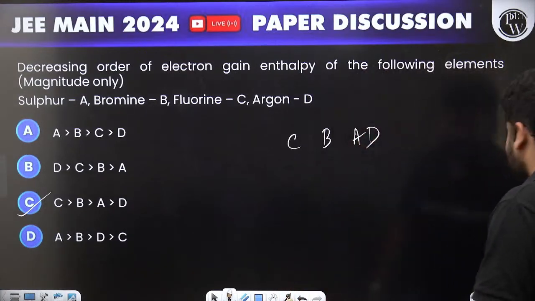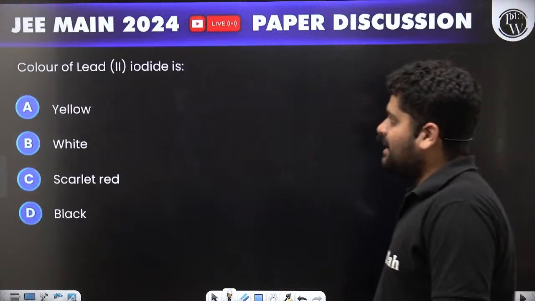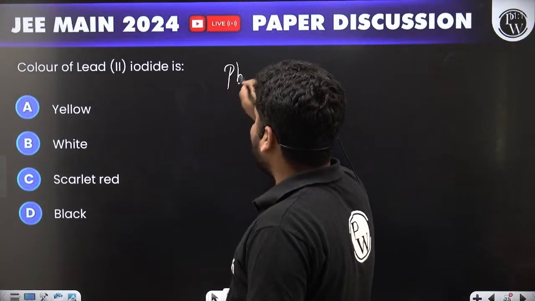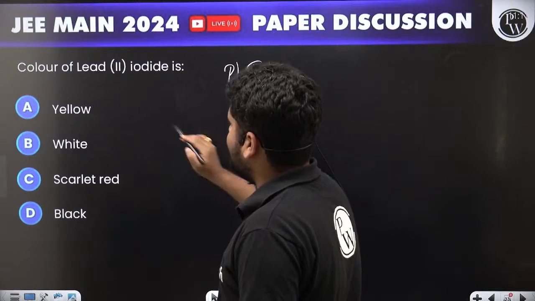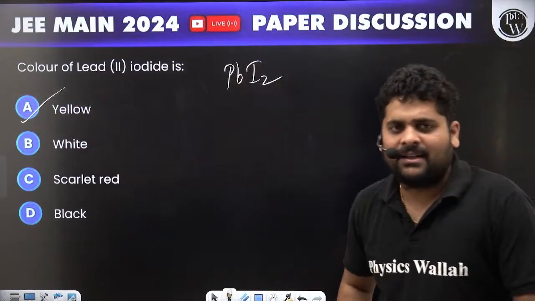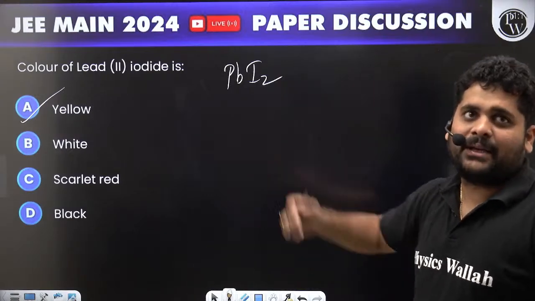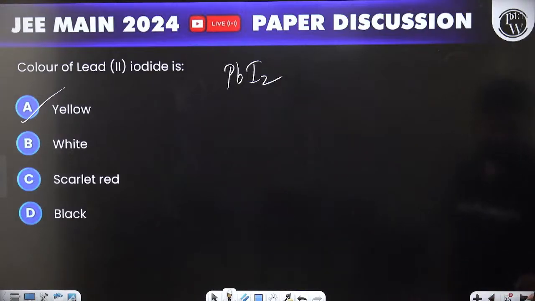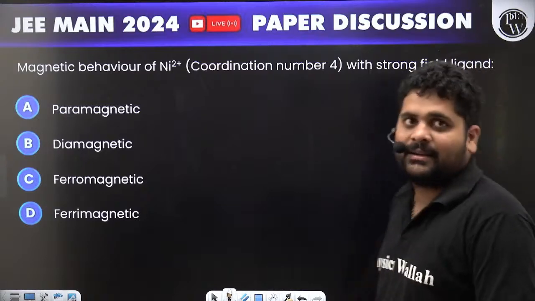Now the color of lead 2 iodide, PbI2, is yellow. This is a memory based question. There is no logic involved, so PbI2 is yellow in color. Now moving on to the next one.